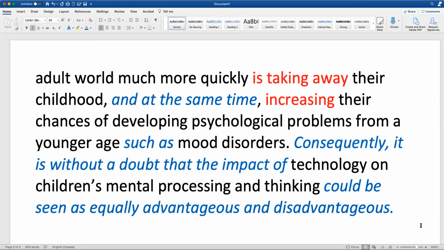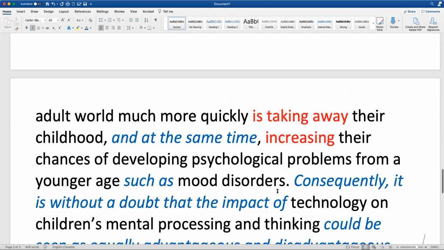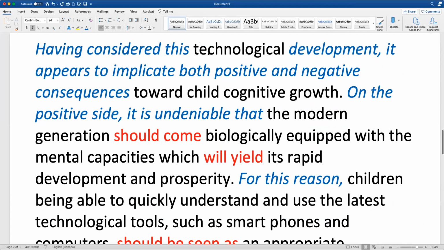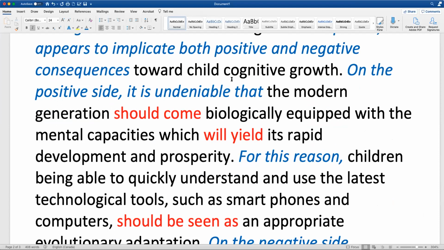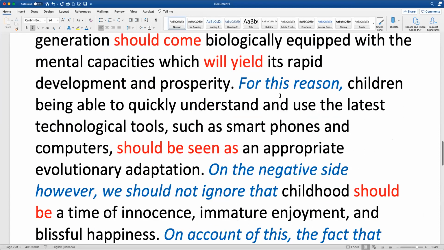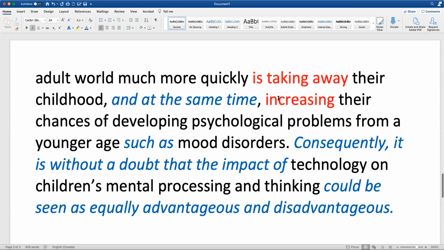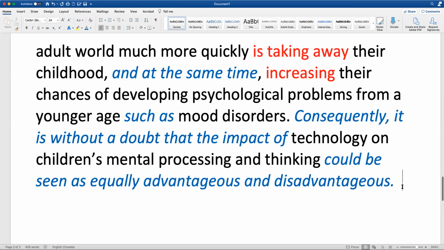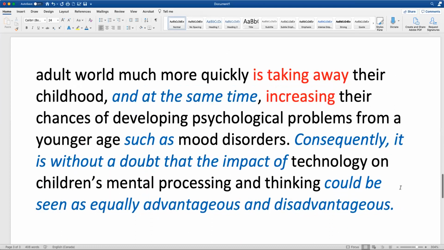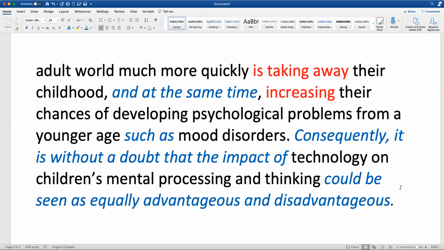All right, so in this paragraph, we looked at the pros and cons, okay? Giving one pro and explaining it and giving one con and explaining it should be sufficient.